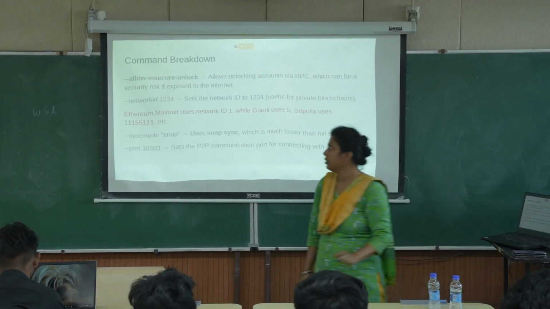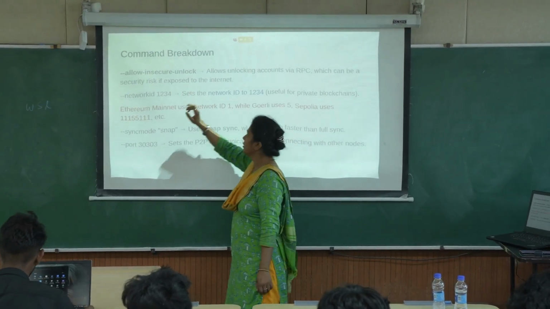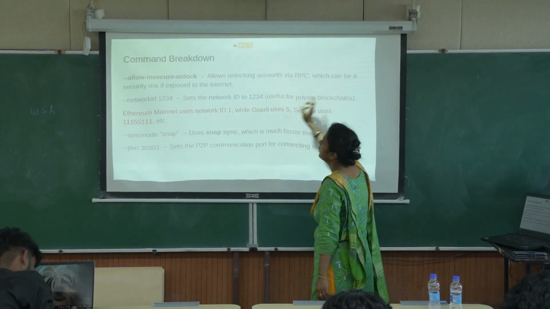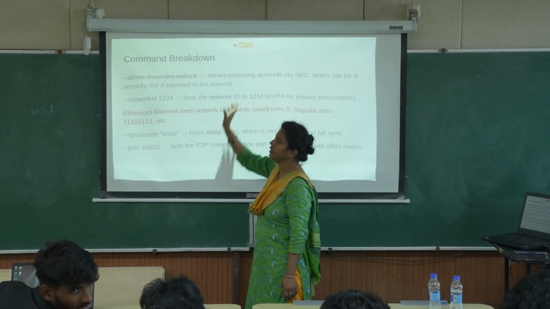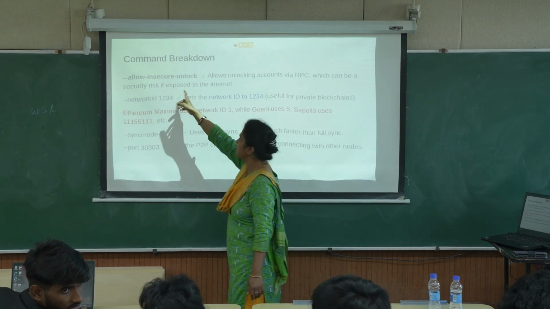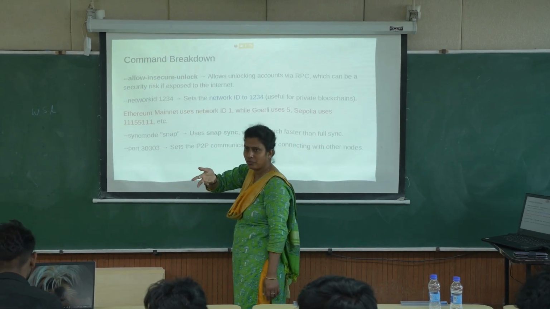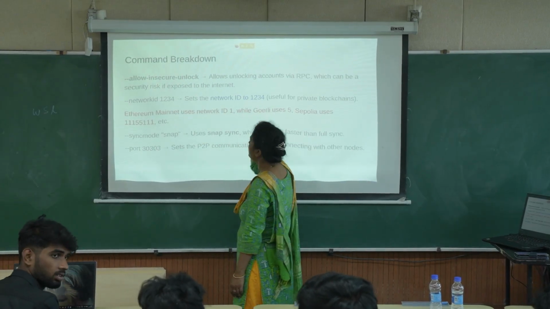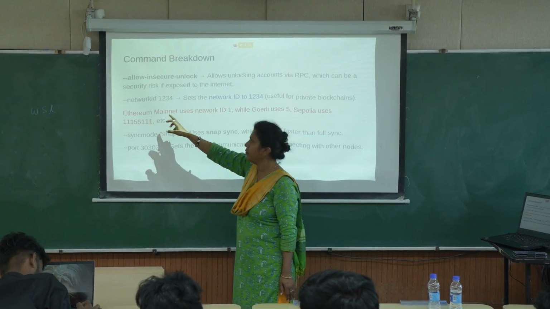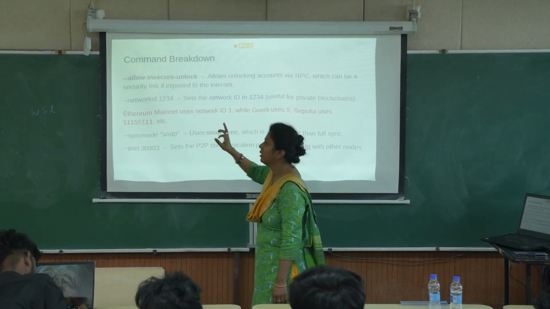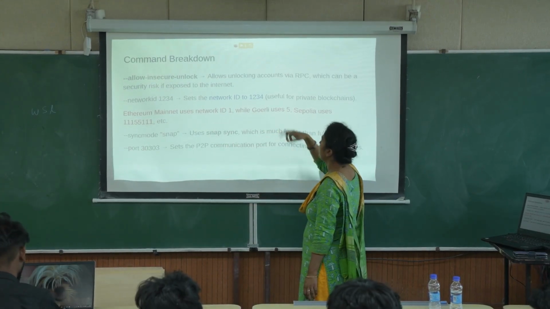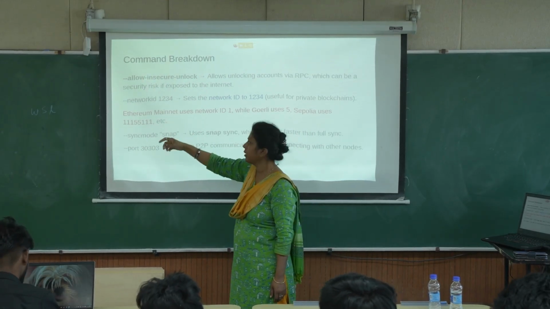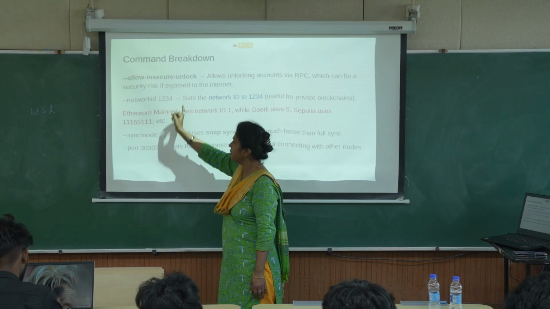Now insecure unlock. It means it allows unlocking accounts via RPC, which can be a security risk if exposed to the internet. So you have to allow insecure unlock because we are doing it on our own machine. Network ID is 1234, which sets the network ID. Like Ethereum mainnet uses network ID 1, Goerli uses 5, Sepolia uses another. These are the network IDs of the node.